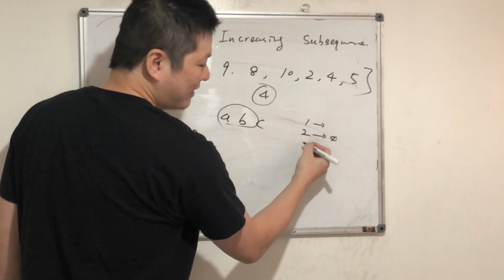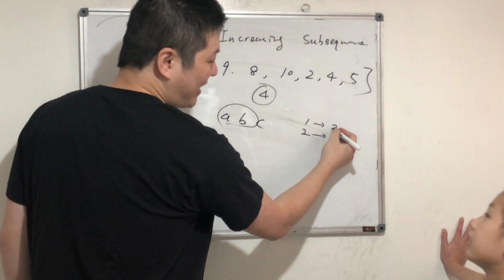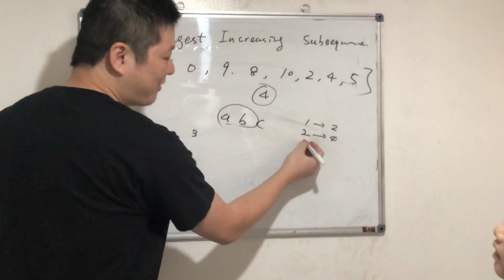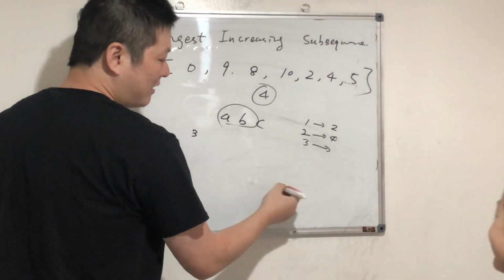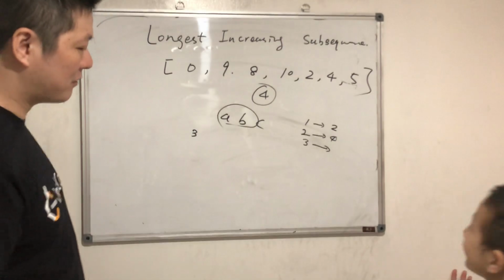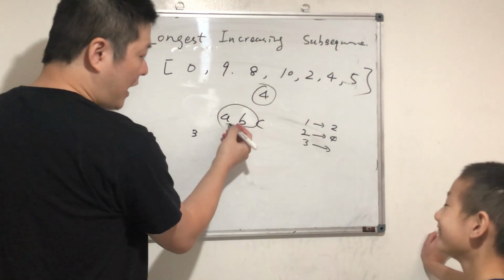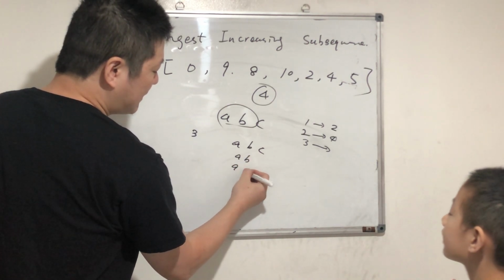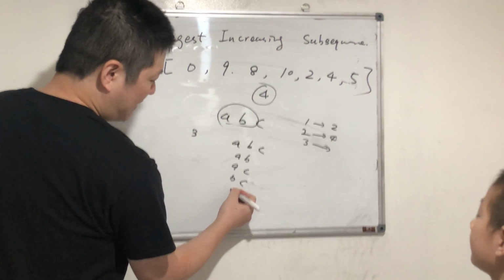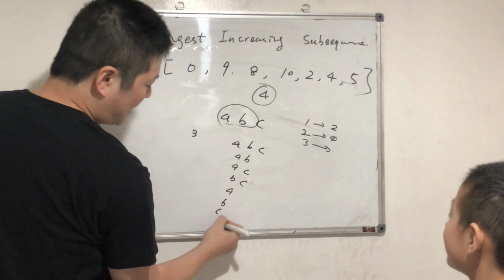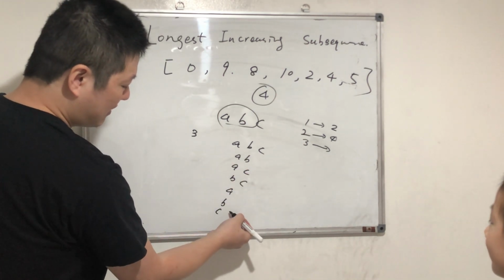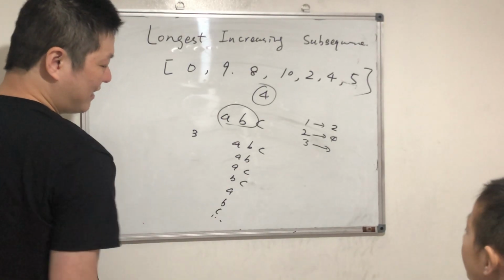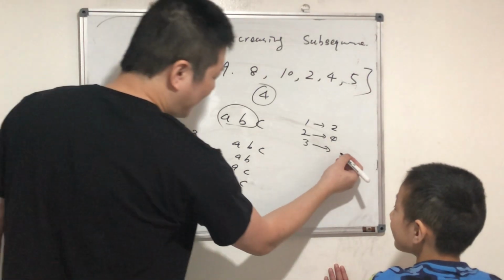2 to the power of 1 is 2, because you can pick or not pick. 2 squared is 4. And 2 cubed is what? ABC, A, B, C, AB, AC, BC, and ABC. That's already 7, and then you can pick nothing. So 8.